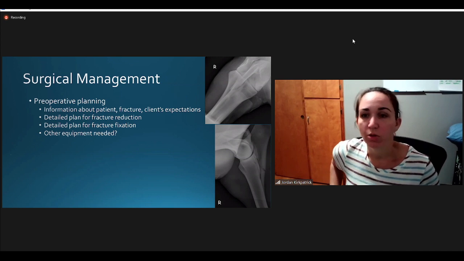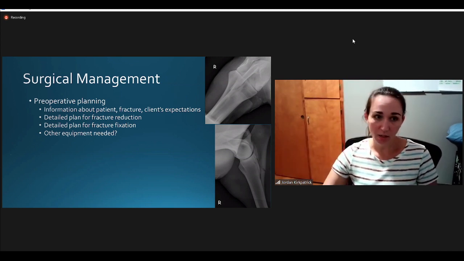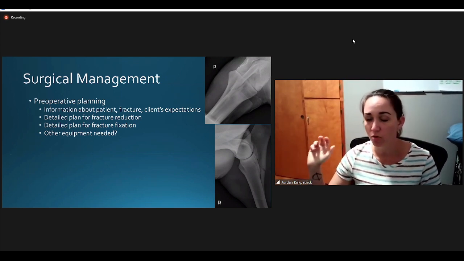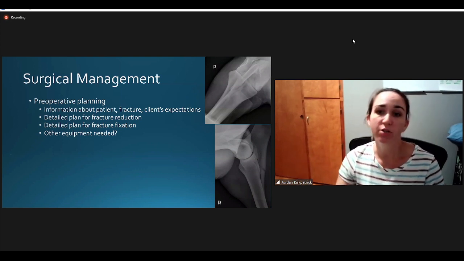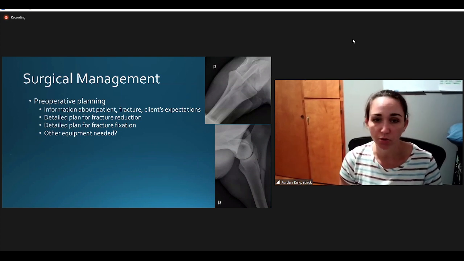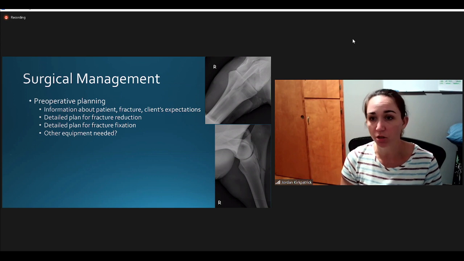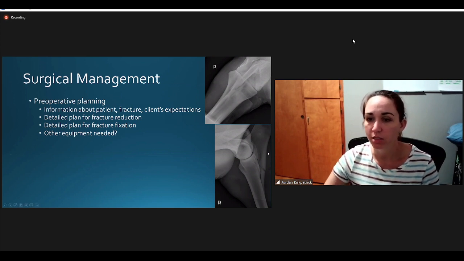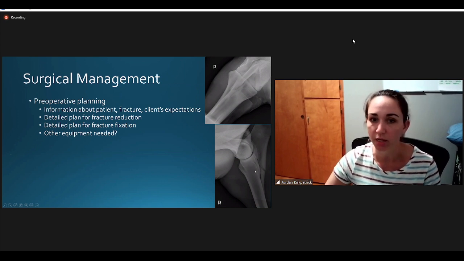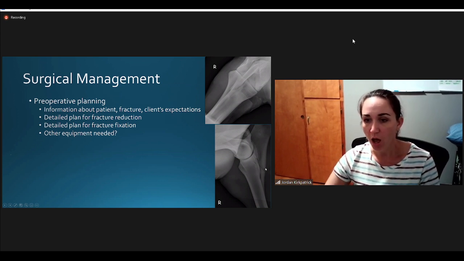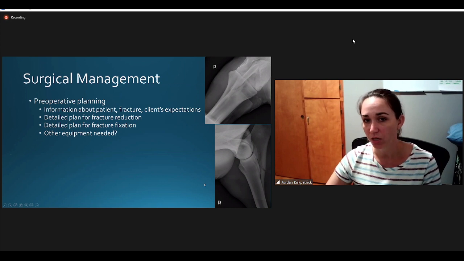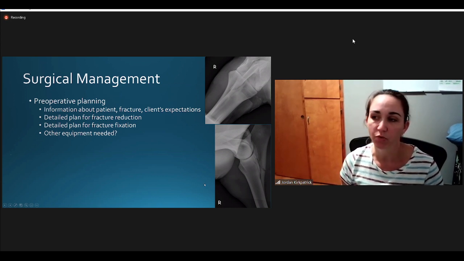Surgical management. So you want to have good preoperative planning. You want to make sure you know where the fracture is, what plates you're going to need, what screws you're going to need, and manage client expectations. This is an olecranon fracture I repaired a few years ago, and we'll see this horse again later on in the lecture.